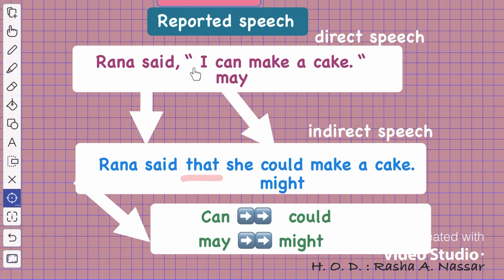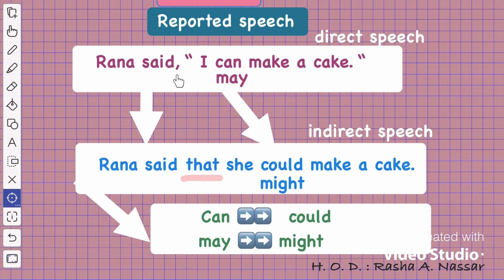If you see here the same sentence but with different structure, I have here "I can." It is not "I will." I can make a cake, or I may make a cake. So let's see how we can change this sentence with can or may into indirect speech.